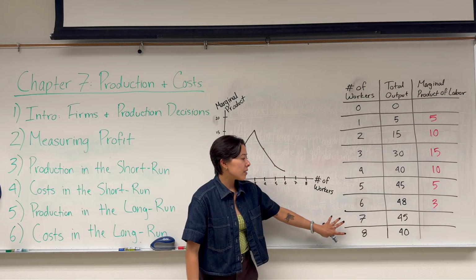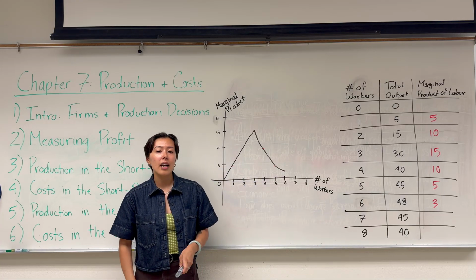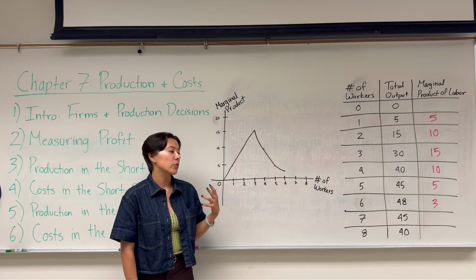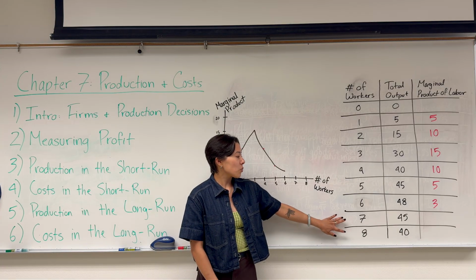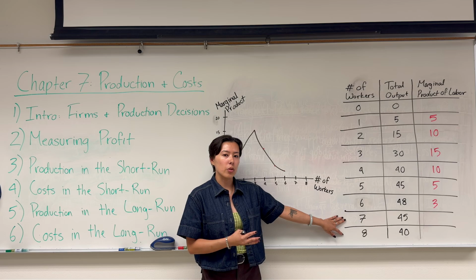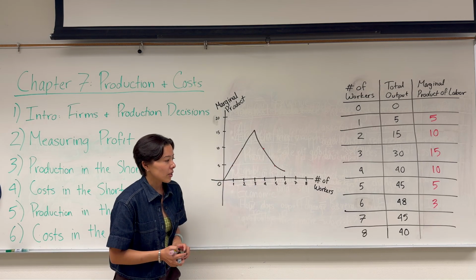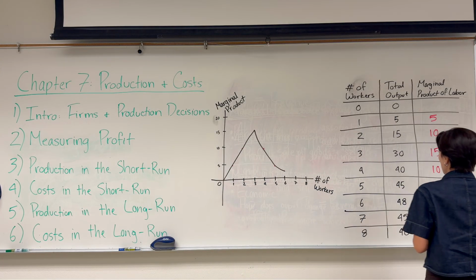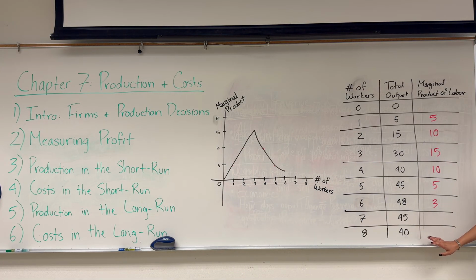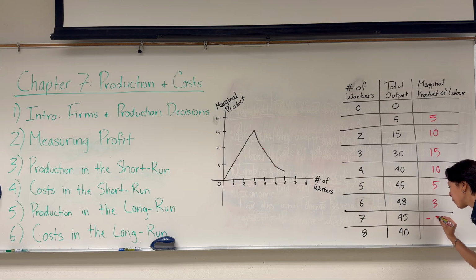Now, if we continue on and I'm trying to decide how many workers to hire if I want to produce as much as possible, I start to run into a problem here around my 7th worker and my 8th worker. If I'm trying to decide whether to hire the 7th worker, as a business owner, I might be concerned because the 7th worker is actually going to harm my restaurant's productivity. When I hire this 7th worker, now my output actually falls. So the marginal product of labor for this 7th worker is negative.